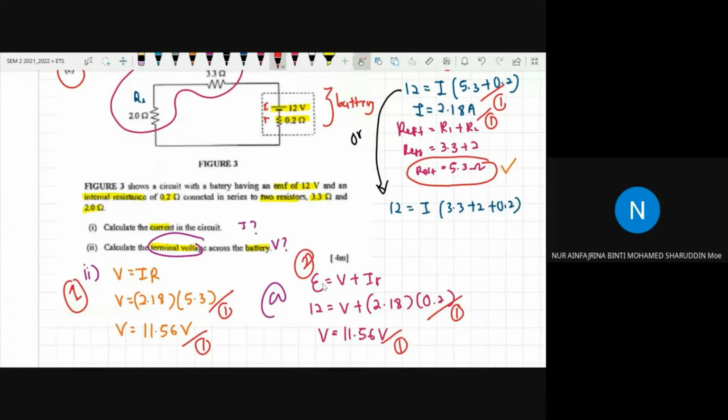As long as you put the substitution and also the correct answer and unit, then you can get the full mark. Okay, so to those who get the full mark for C, press 4 in the chat box, please. Very good. Siapa yang dapat kurang, tekan berapa markah yang awak dapat.